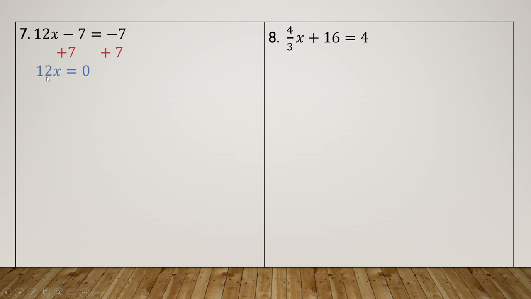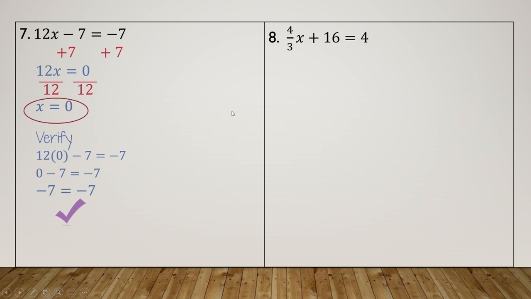All right, the next thing we need to do is divide both sides by 12. 0 divided by 12 is 0. So let's verify. 12 times 0 is 0. 0 subtract 7 is negative 7. So that satisfied our equation.